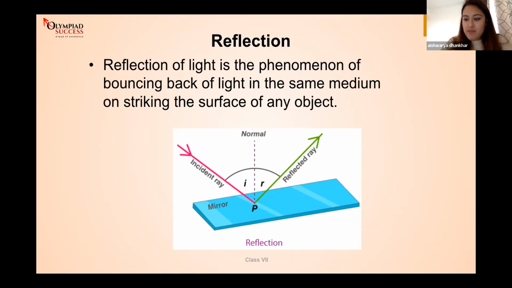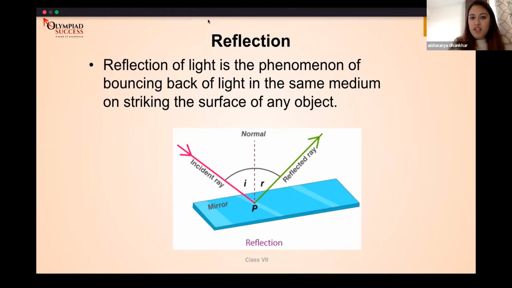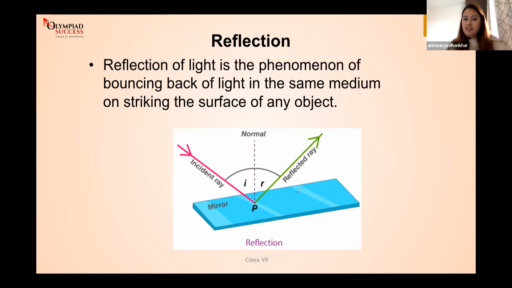This is what exactly is important in this chapter. When we talk about reflection, reflection is the phenomenon in which light is getting bounced back when it hits a certain surface or a certain medium. Now here it is written, bouncing back of light in the same medium striking the surface of any object. Why are we talking about the same medium?